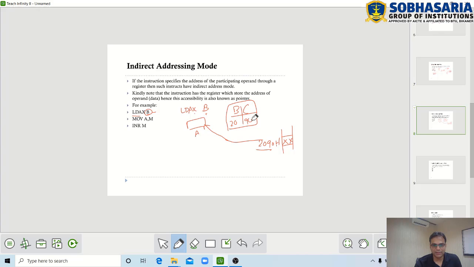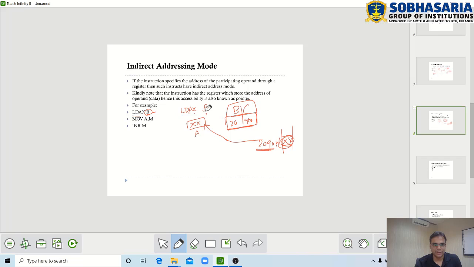So if the BC pair has 2090, and I write LDAX B, what is this instruction going to do? It will load the accumulator, right? It will load the accumulator with the data which is stored at a memory location, and that location will be available in the BC register, or the location is written in the BC register. So the BC register has the address of the data which is participating in this operation or being loaded into the accumulator.